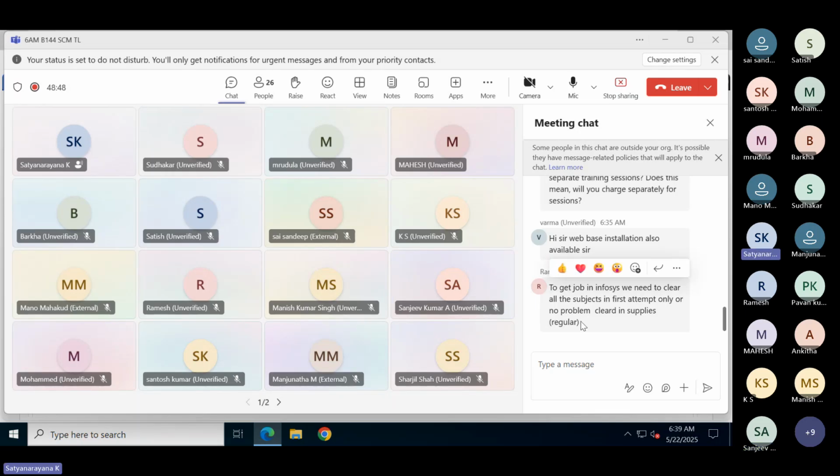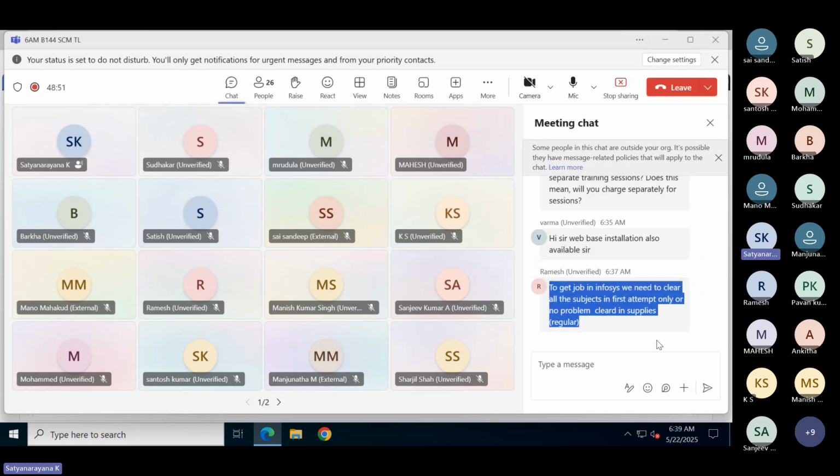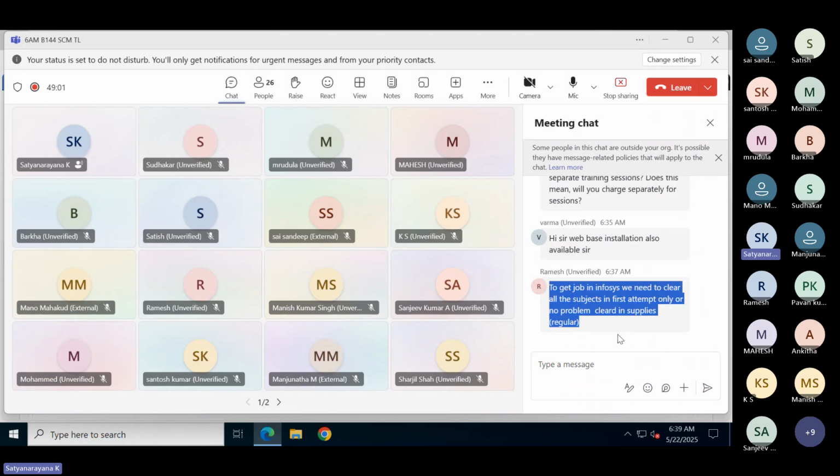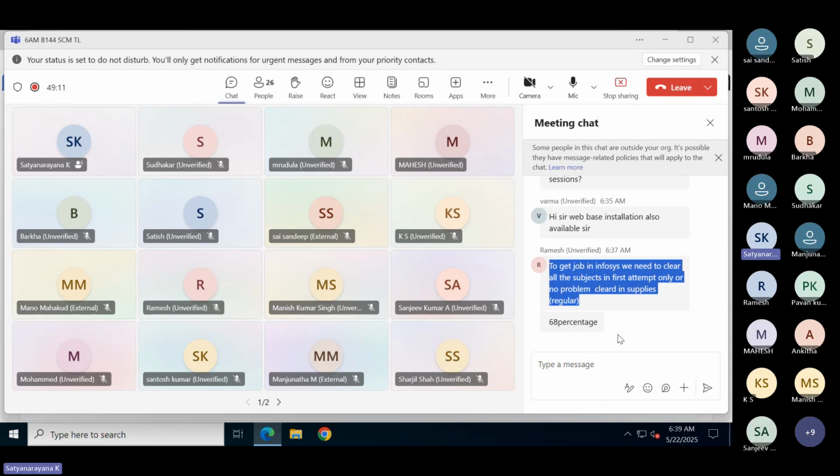See, if you have supplementaries, you are not an 80-60% candidate, so they will not take you. Only Infosys verifies more than 60%, and that too you should have finished in first attempt. That is Infosys's rule. So 68% is good, but you have to clear in first attempt only, not supplementaries. They will not take you into the company.